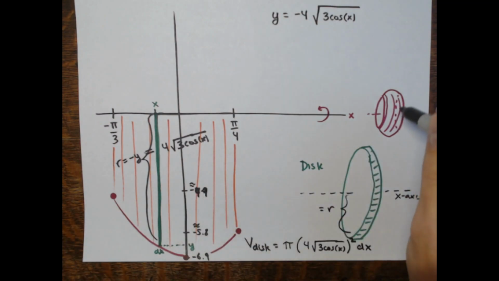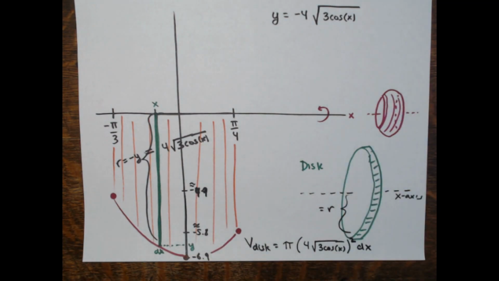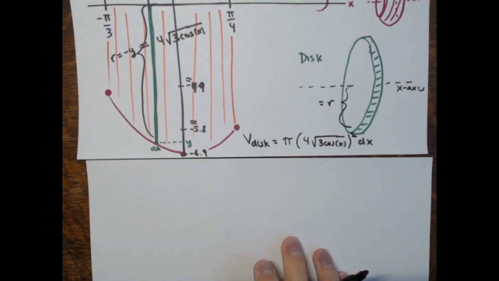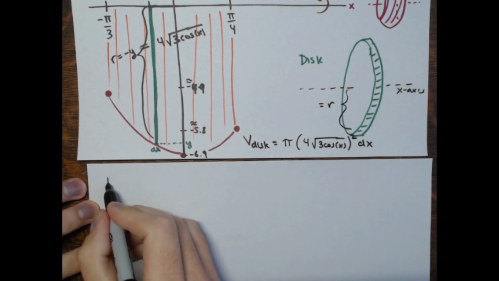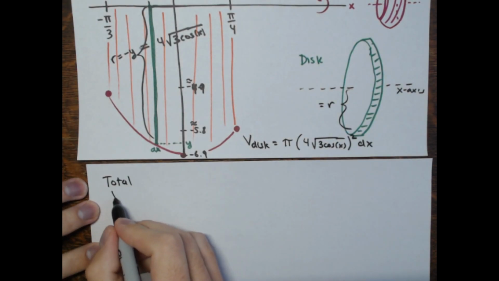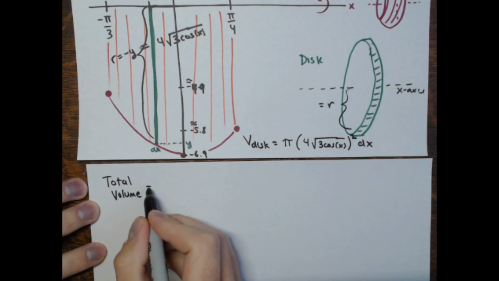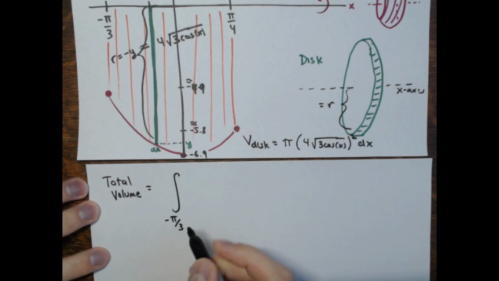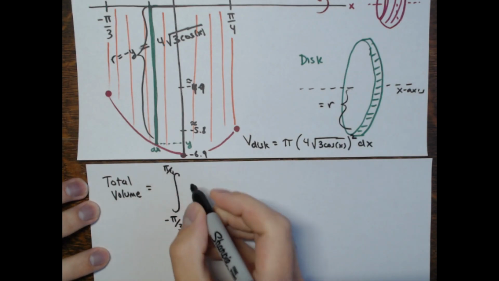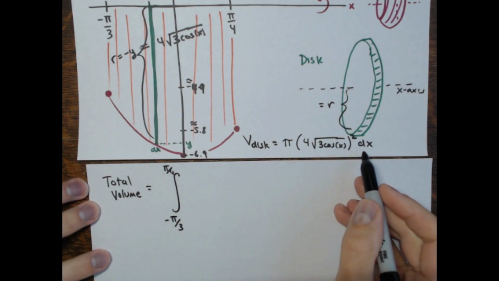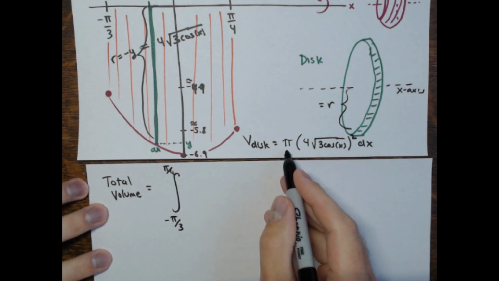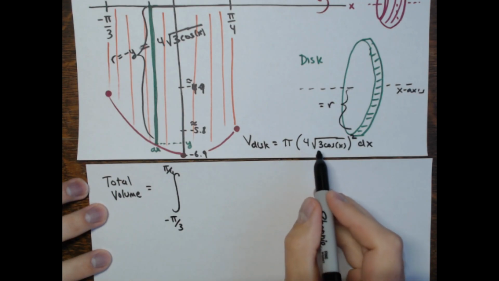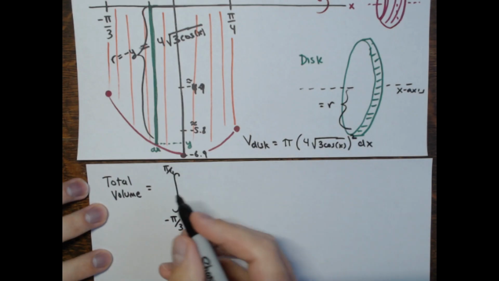So the total volume of the 3D shape being created when rotating this region around the x-axis will be an integral. Total volume will be the integral from x equals negative pi over 3 to x equals pi over 4 of the volumes of our disks here. Once again, I'm going to pull the pi out. I'm also going to pull 16 out and a 3. So 48 pi.